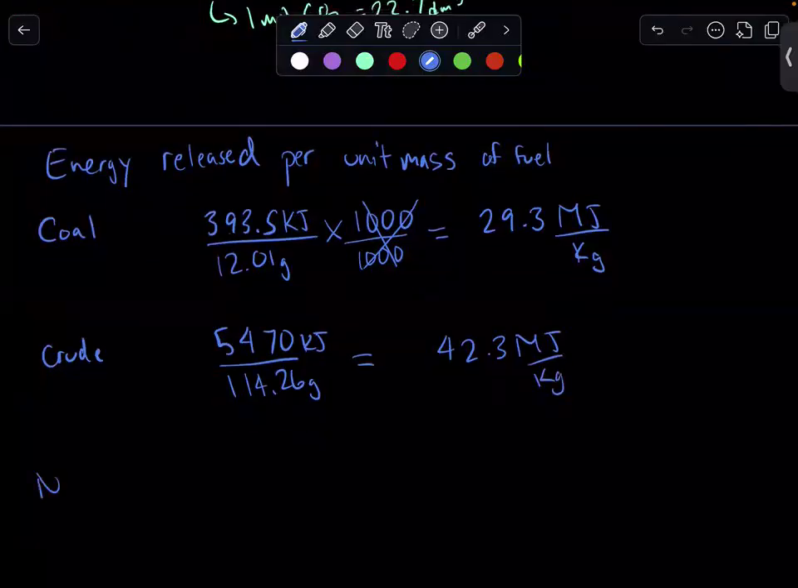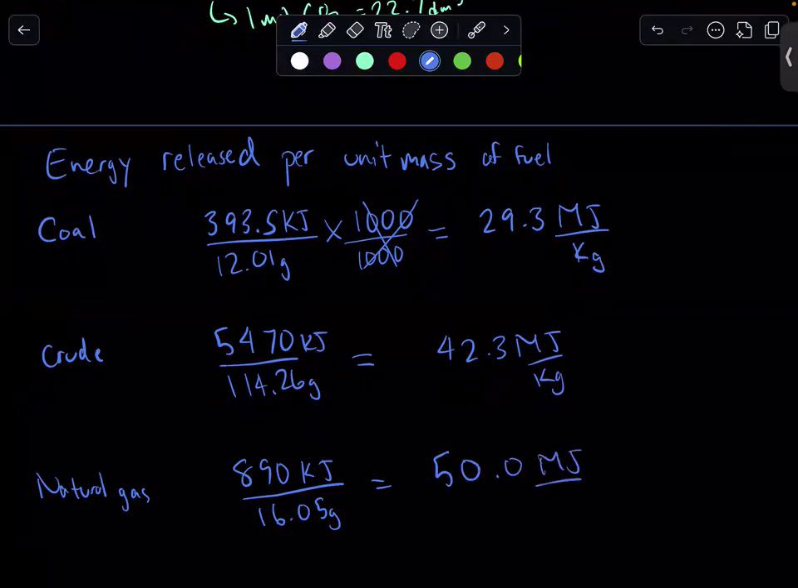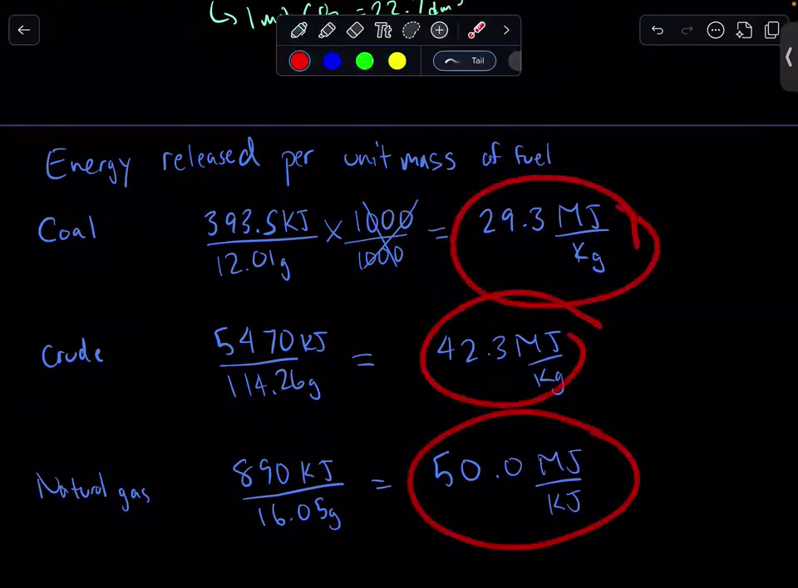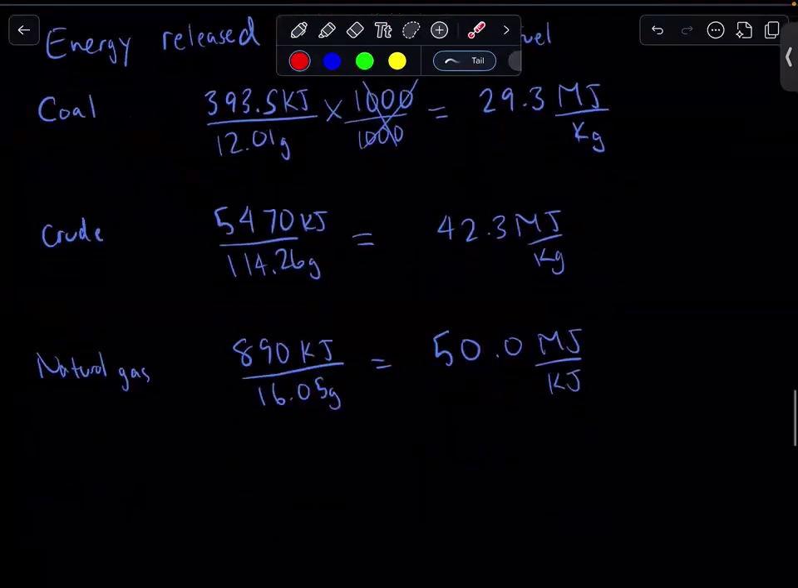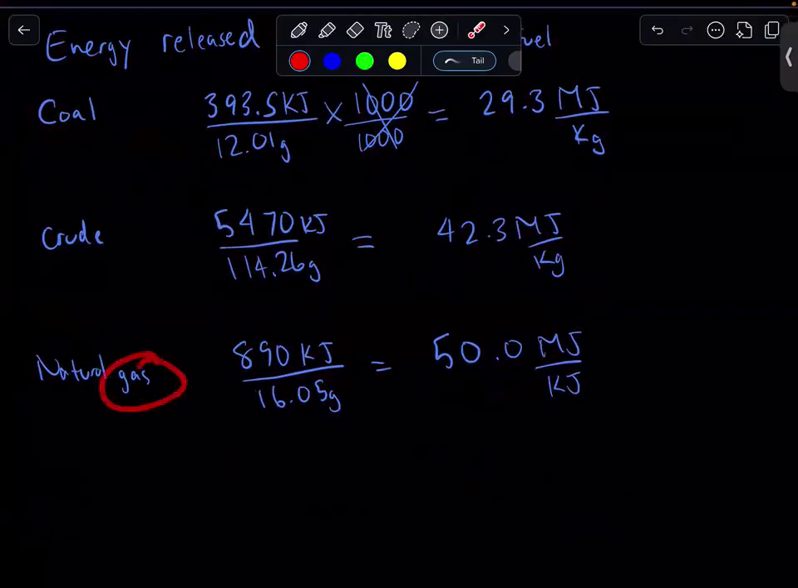Lastly, we have natural gas. Natural gas made 890 kilojoules per 16.05 grams. And we do the 1000, 1000 thing, and we get about 50.0 megajoules per kilogram burned. So we finally see once more that we're producing more energy with natural gas per gram than anything else. And one of the questions you might have is why don't we use it as much? And that's because as a gas, it's harder to transport, it's harder to contain, it's harder to move than a solid like coal or a liquid like crude oil.